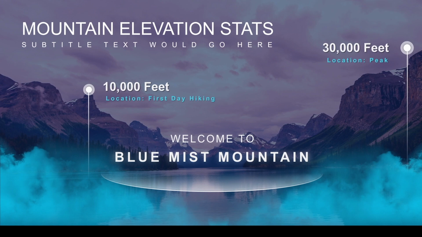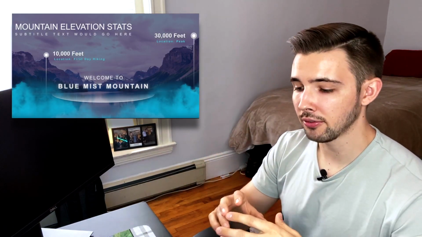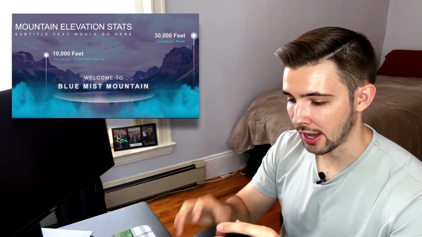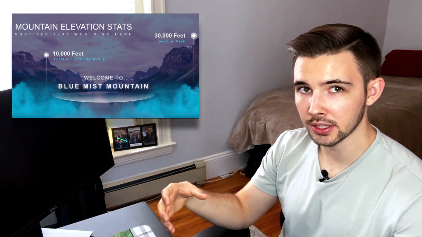Alright, so now the animation is complete, and when I go into presentation mode, you will see the final effect. Welcome to Blue Mist Mountain comes up, the 10,000 feet comes from the left to the right, 30,000 feet comes from the right to the left, and it's a nice smooth infographic, not too complicated. I also worked with the background image to make a very natural kind of animation with that ripple effect using the water in the picture. So make sure to leverage those background images to help you with your visual.